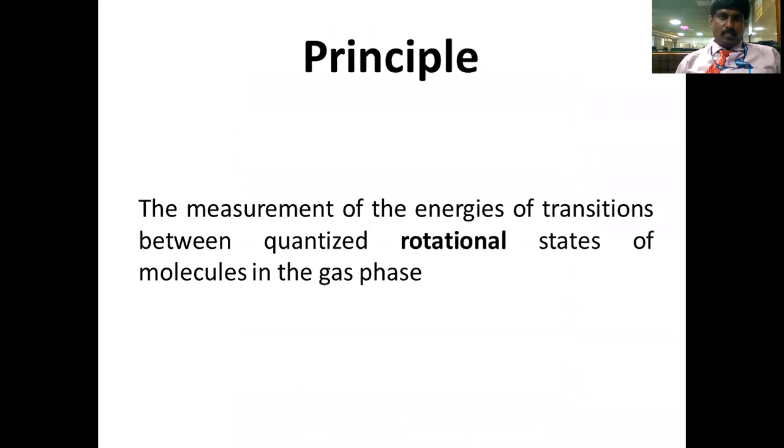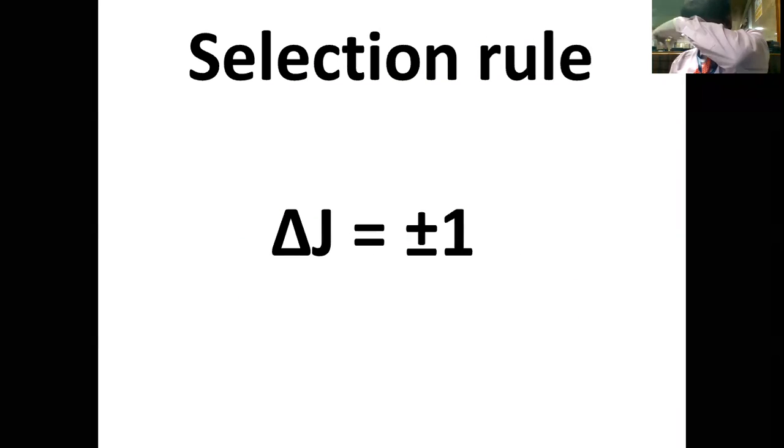You keep in mind the selection rule. What is the selection rule for rotational spectroscopy or microwave spectroscopy? Del J equal to plus or minus 1. Plus 1 is for absorption, minus 1 is for emission.